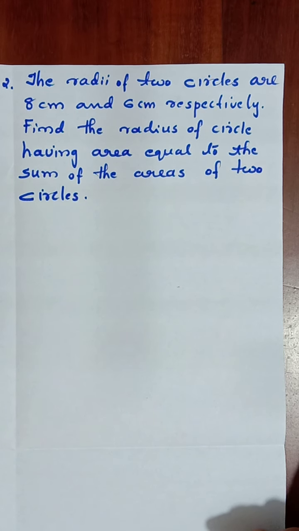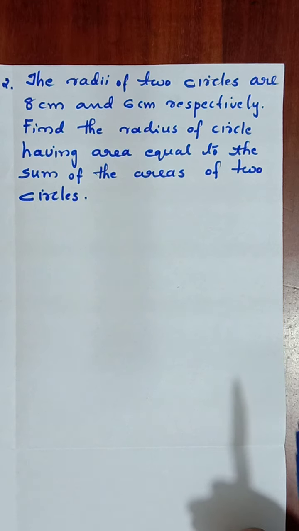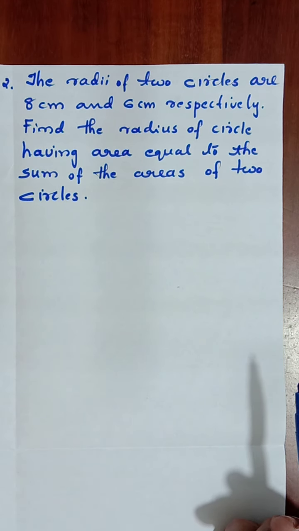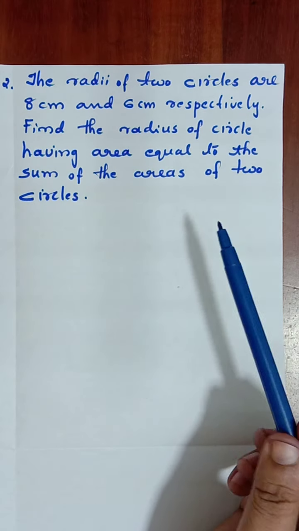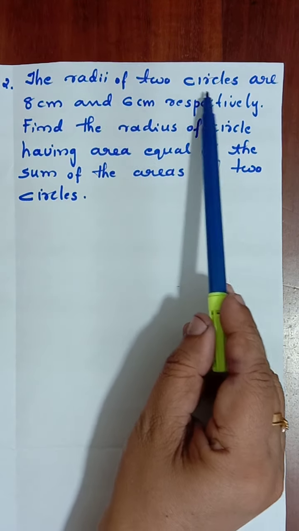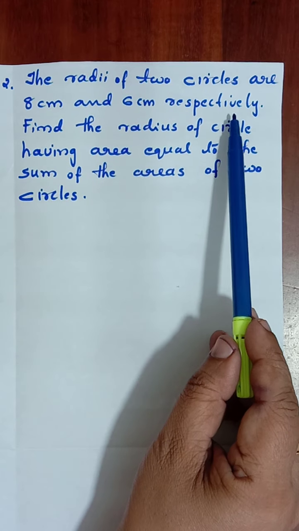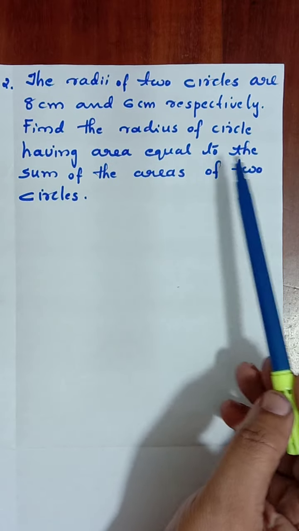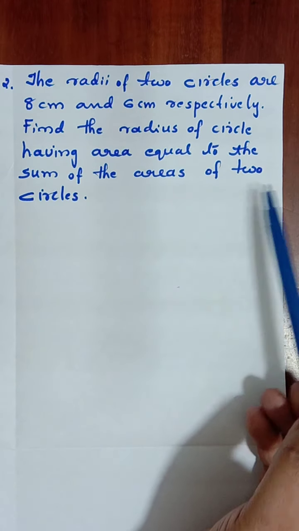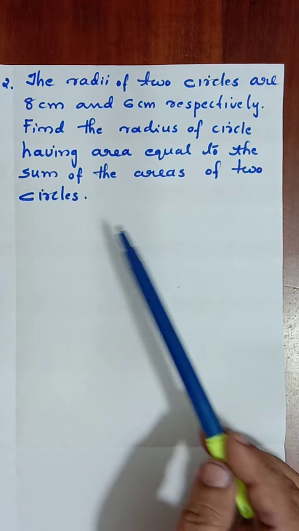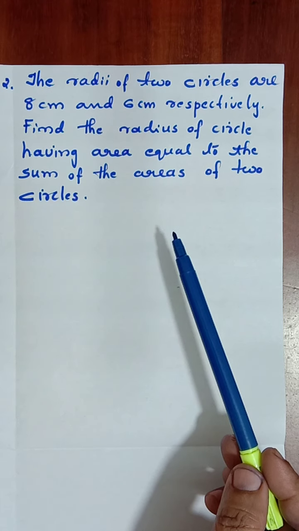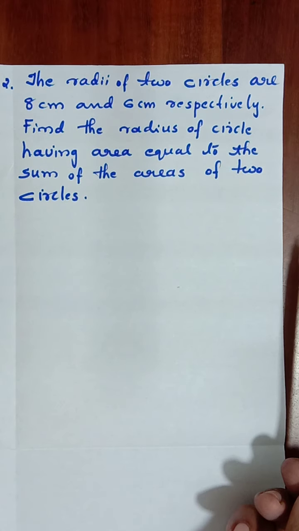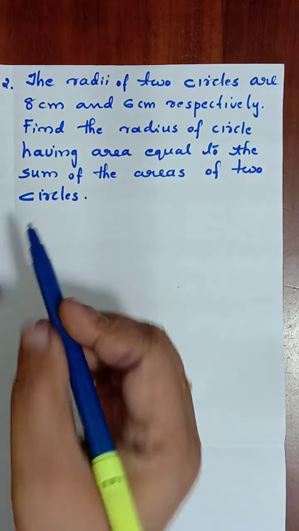The second question is also just like first question. In the first question it was sum of the circumferences, whereas in this question it is sum of areas. Let us see the question. Radii of two circles are 8 cm and 6 cm respectively. Find the radius of the circle having area equal to sum of areas of two circles. First circle area pi r1 square. Second circle area pi r2 square. Sum of the areas will be area of newly formed circle.